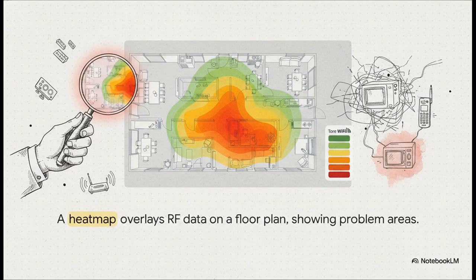You take all that data and you overlay it on a floor plan. This heat map, for instance, instantly shows you where the crime is happening. You can see where the signal is weak or interference is sky high, and it lets you connect that directly with physical objects in the area.